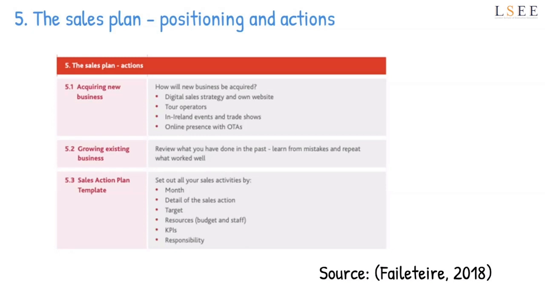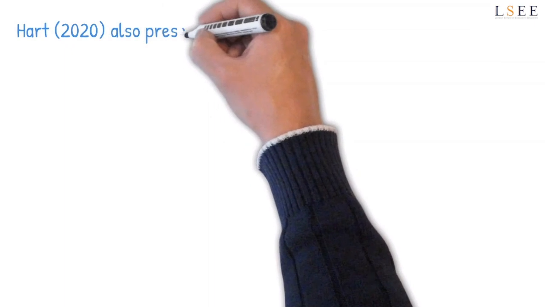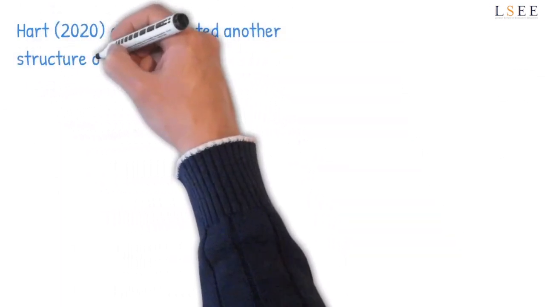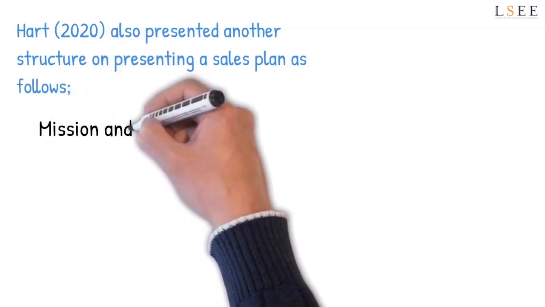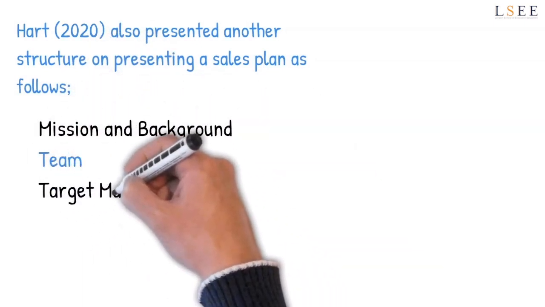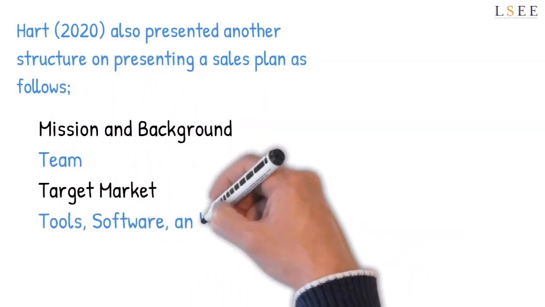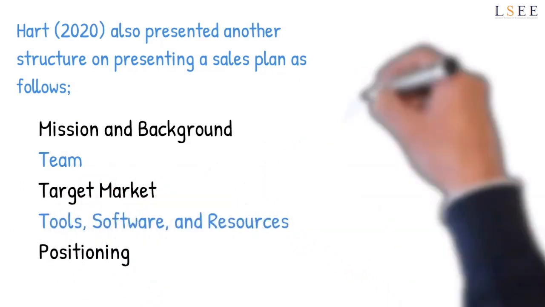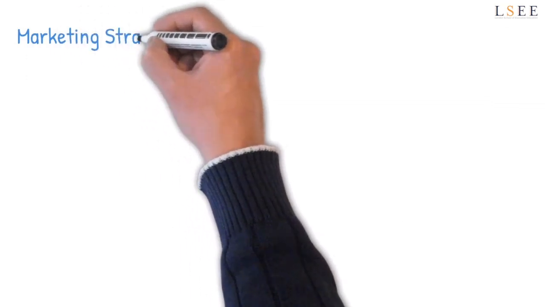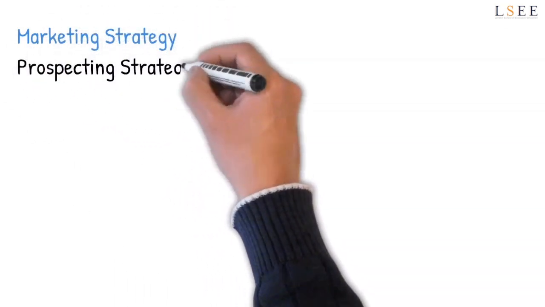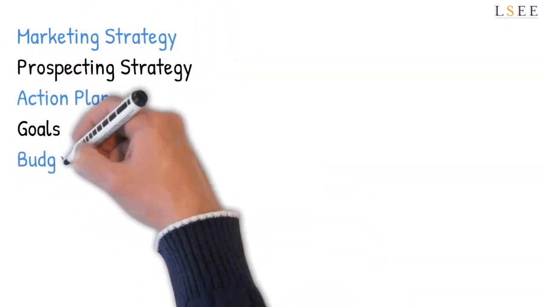Source, Failatier, 2018. Hart, 2020, also presented another structure on presenting a sales plan as follows. Mission and background. Team. Target market. Tools, software, and resources. Positioning. Marketing strategy. Prospecting strategy. Action plan.